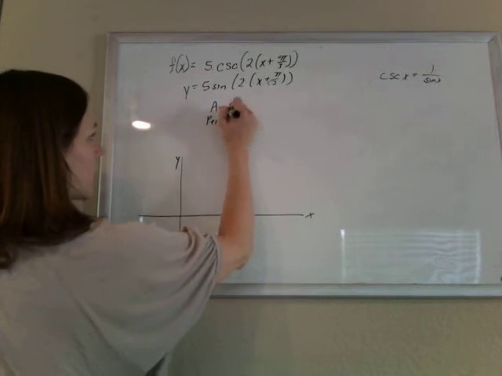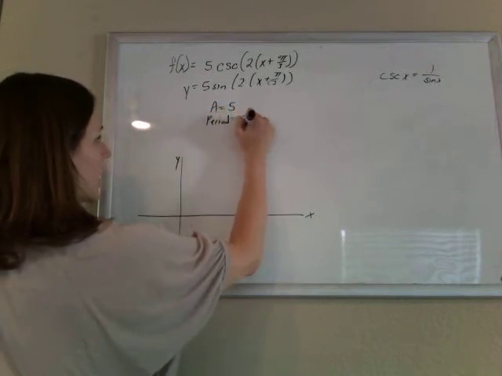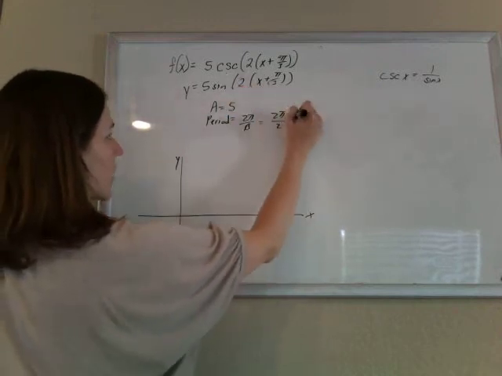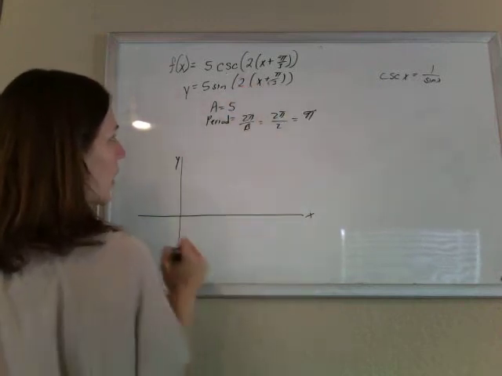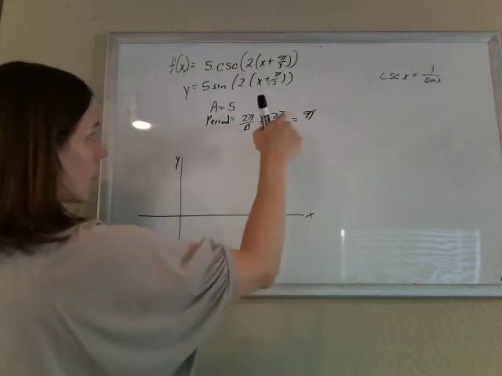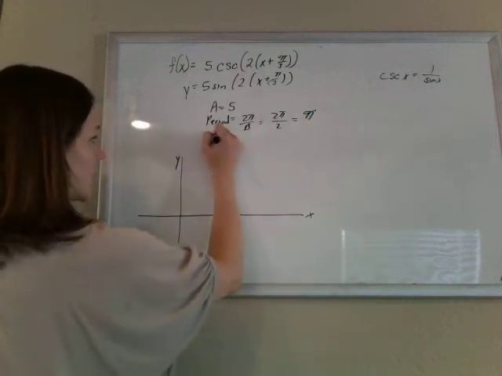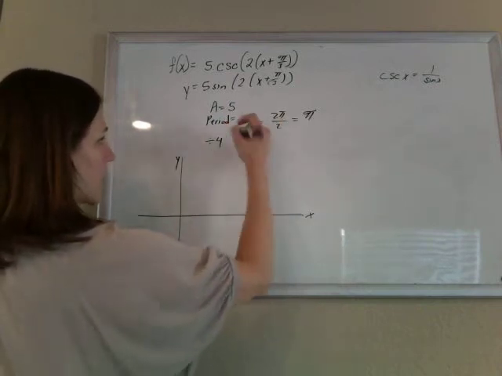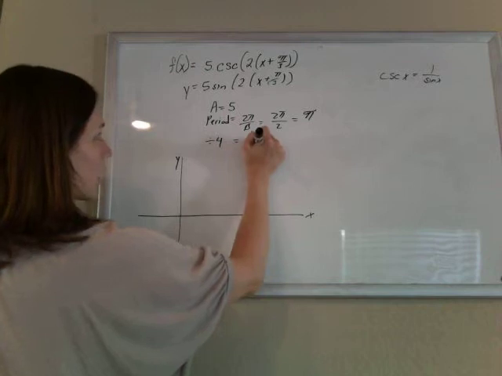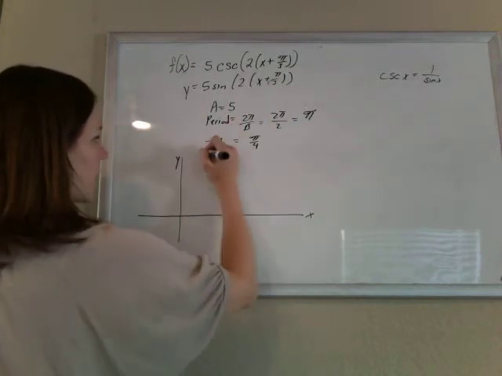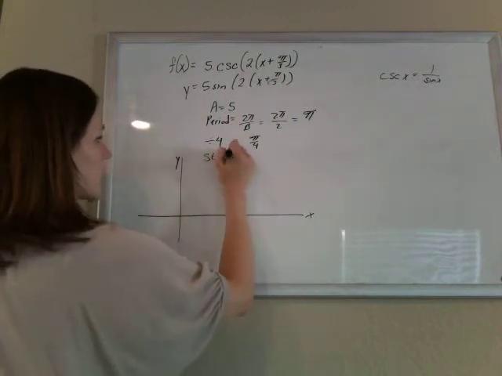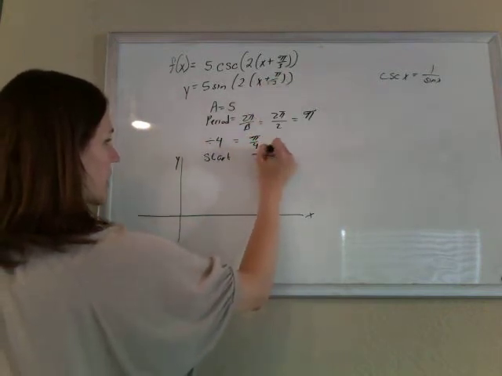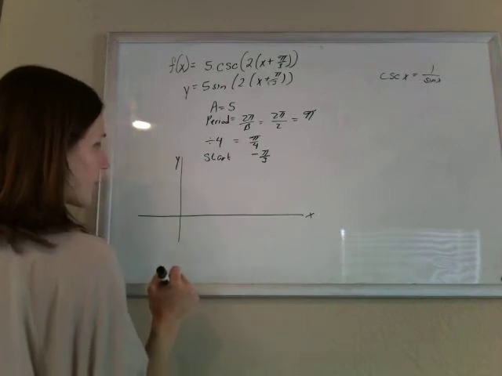The period is 2 pi divided by b, where b is the coefficient of x, so 2 pi divided by 2 is pi. Then, what I like to do is take that period and divide it up into 4 parts. So pi divided by 4 is pi fourths. Then I figure out where my phase shift is, where I want to start, and it's been shifted to the left pi thirds. So I'm going to start at negative pi thirds.